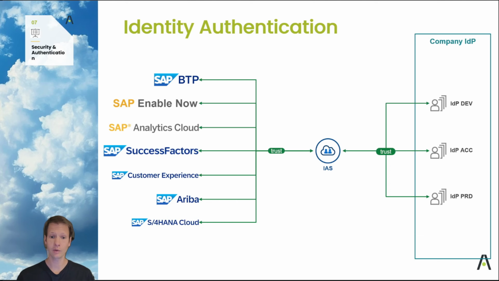In this episode, I will focus on the Identity Authentication Service of Cloud Identity Service. Each cloud solution connected to Identity Authentication Service will be seen as an application. Enable Now, for example, will be listed as an application. Ariba, SuccessFactors, every SAP cloud solution you connect will be listed as an application. This allows us to configure solution-specific configuration, so you can do different configuration for different cloud solutions.